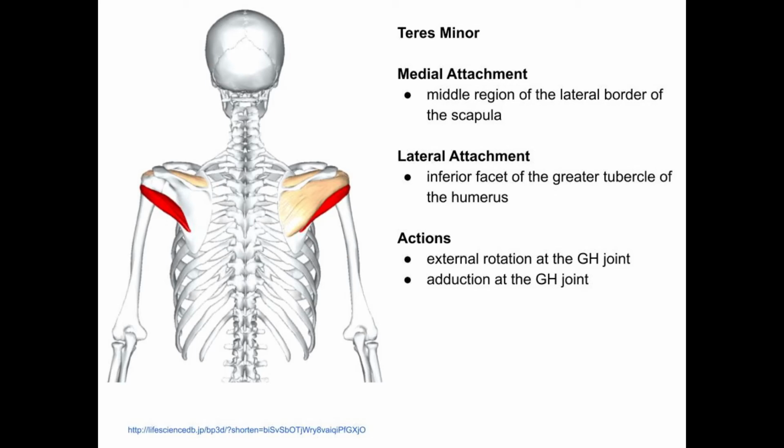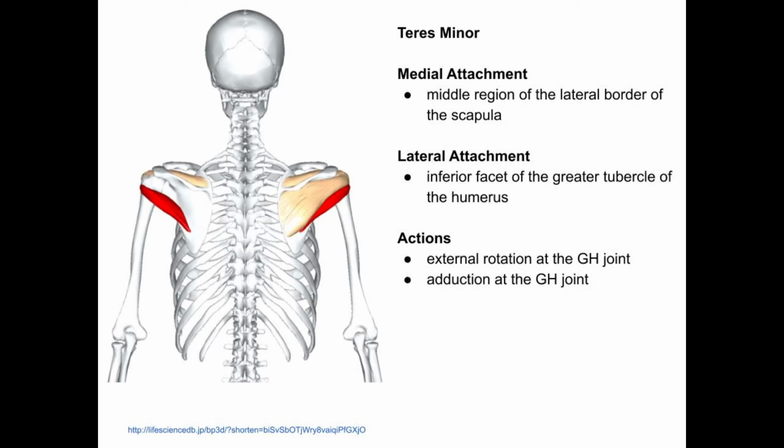The medial attachment for teres minor is along the middle region of the lateral border of the scapula, which is immediately superior to teres major. And then the lateral attachment is on the inferior facet of the greater tubercle of the humerus. Actions include external rotation of the GH.